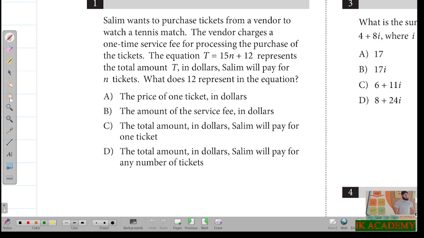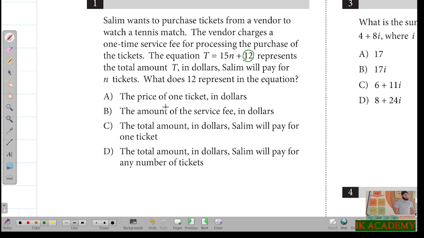So our first question is, Salim wants to purchase tickets from a vendor to watch a tennis match. The vendor charges a one-time service fee for processing the purchase of the tickets. The equation T = 15n + 12 represents the total amount T, in dollars, Salim will pay for n tickets. What does 12 represent in the equation? So we need to find what this 12 is representing.